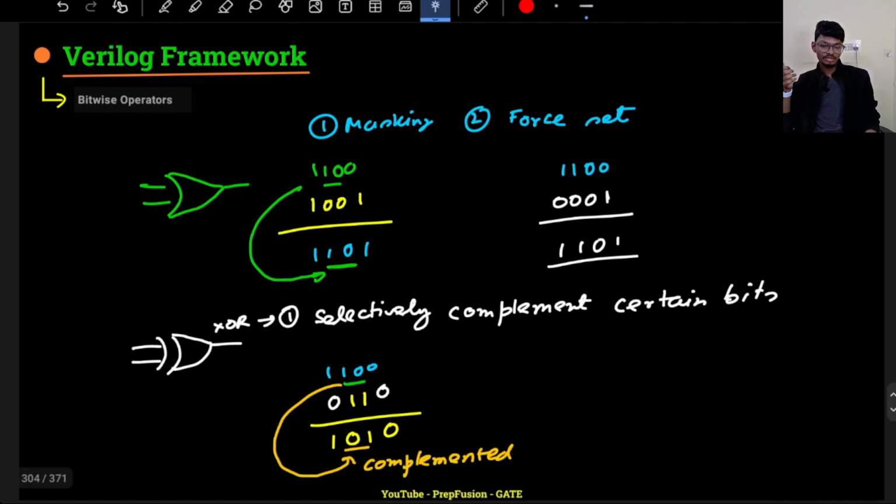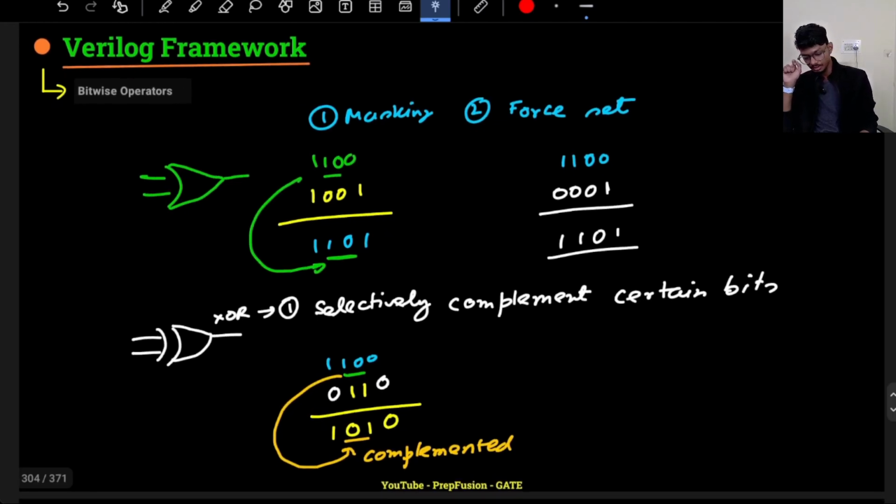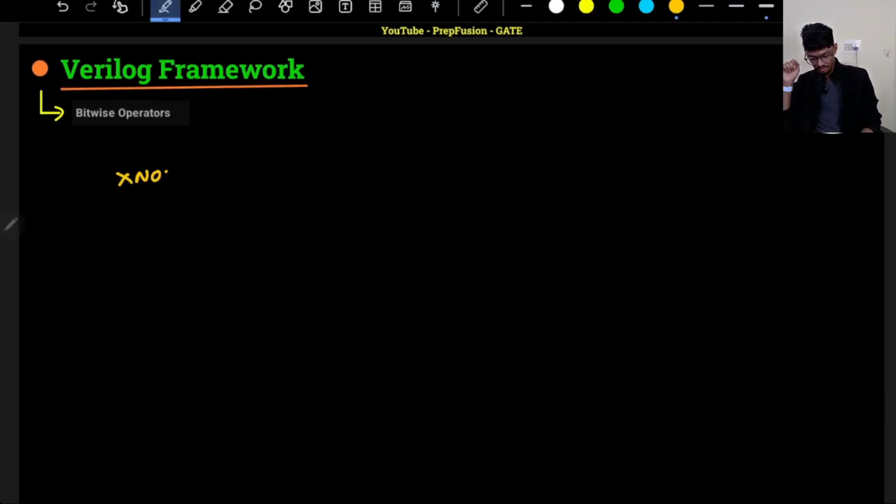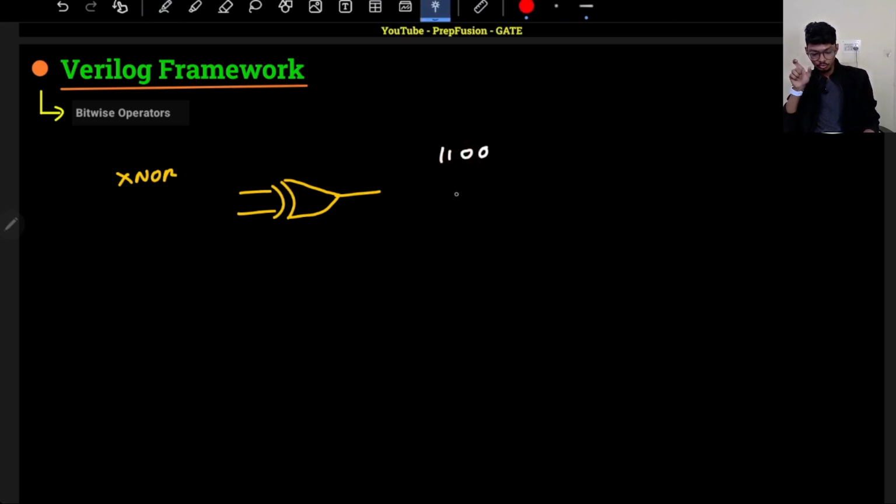Now what is XNOR used for? XNOR is used for checking whether bits match or not. So if you have an XNOR gate, I have these inputs A, B, and the same number 1 1 0 0. If I want to check whether two bits are equal or not, what will I do? I will make the rest of the bits 0, but for the bits where I want to check equality, I can write anything. Now if I take the XNOR, this will check whether these two bits are equal or not.